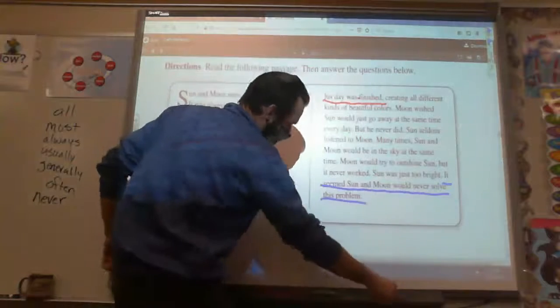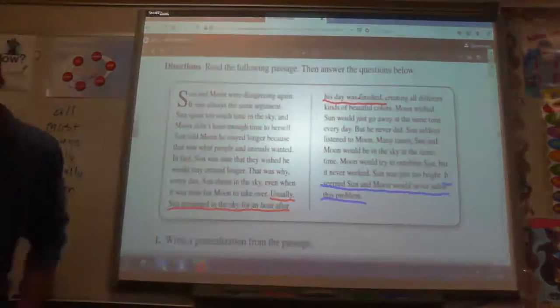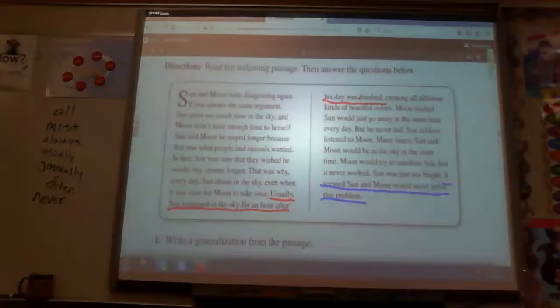Why is that a generalization? Yeah, so they're generalizing, saying there's no way they'll ever solve this problem. It applies almost every day they have this problem and they've never solved it. Kenzie, got another one? Yeah.